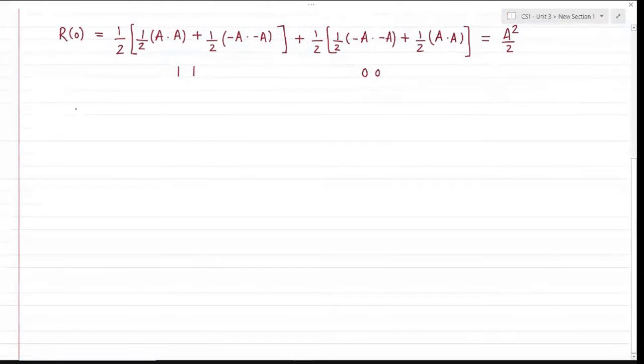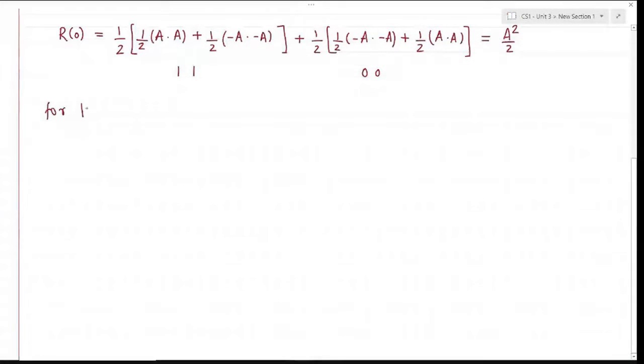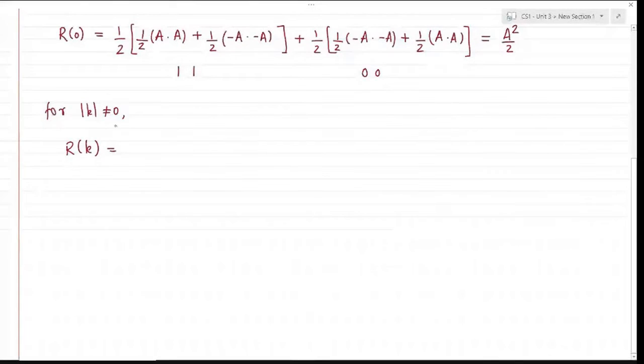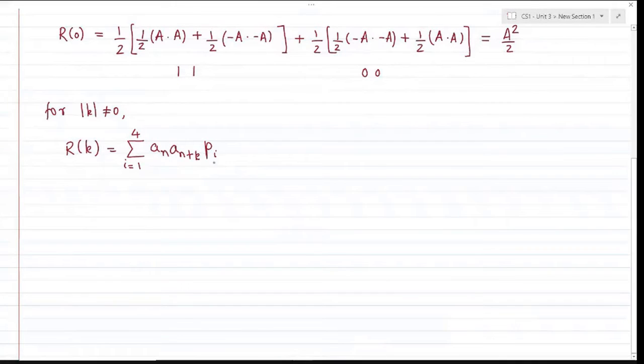So for all other values, k not equal to 0, r of k can be calculated in this fashion. How many combinations could there be? As we know, there could be 4 combinations because there are 2 pulses, s1 and s2. So I'll write them first as a generic formula, an times an plus k times pi. Since there are 4 combinations, and if the occurrence of those combinations is equiprobable, the probability is 1 over 4.